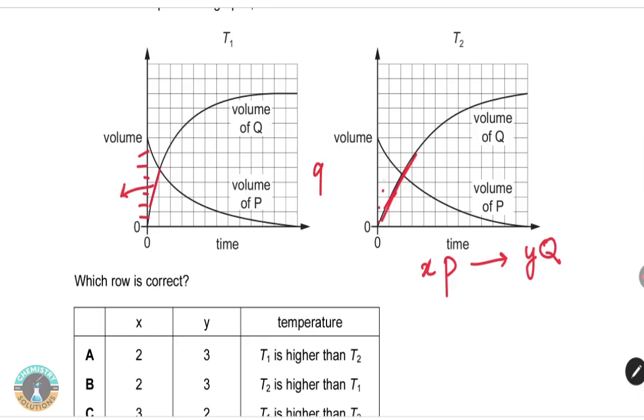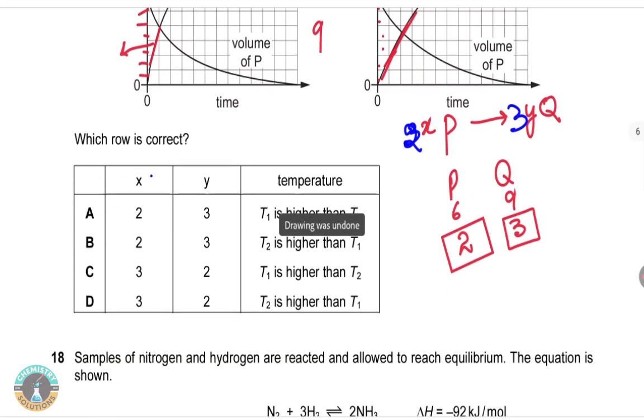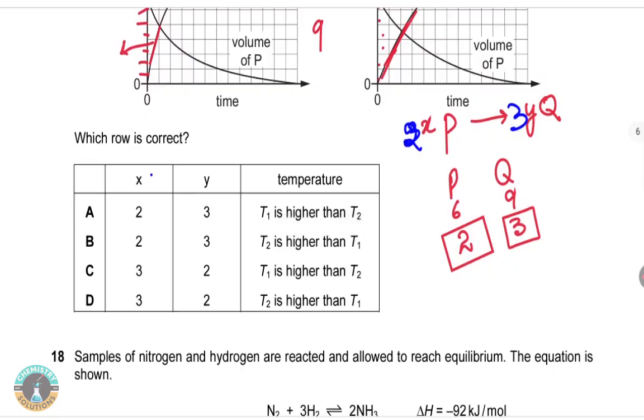For P there are 1, 2, 3, 4, 5, 6. And for P there are 6. And for Q there are 9 boxes. So we will simplify it. 3 2s are 6, 3 3s are 9. So if we have calculated the moles, we can write here 3x and 2x and 3q. So the value of x is 2 and for y it is 3.